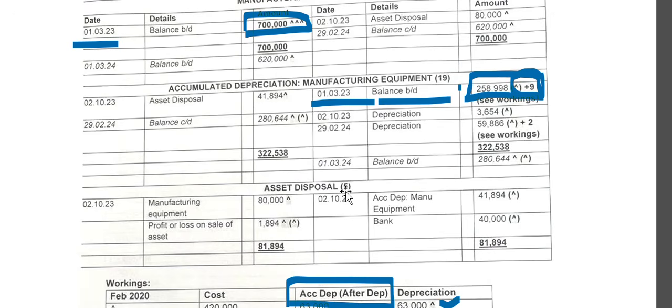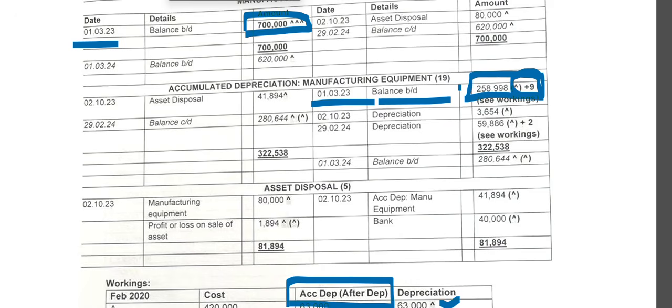Now, as you practice asset disposal more and more, you can develop your own methods. I'm just using one that works for me. So the first thing I did was put in the opening balance for this equipment account and the opening balance for the accumulated depreciation account. Then what I need to do is, and this order doesn't matter exactly, but the first thing I'm going to do is transfer the cost price of the equipment we are selling.